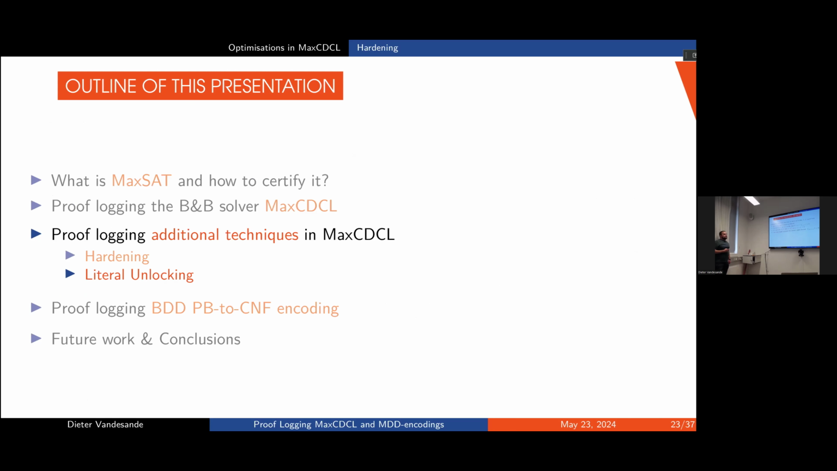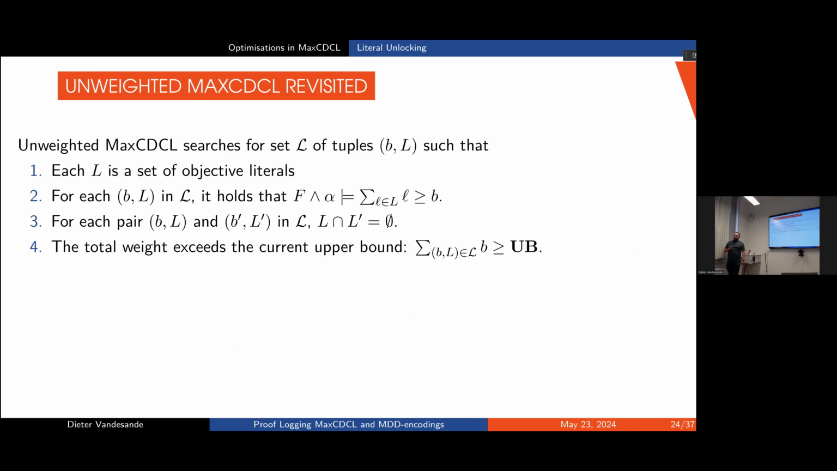And we go back to the unweighted case, so the unweighted MaxCDCL. And in the unweighted case, MaxCDCL doesn't really search for disjoint cores. Instead, it searches for disjoint cardinality constraints. So it searches for cardinality constraints for which the left-hand side, so the literals, are disjoint.